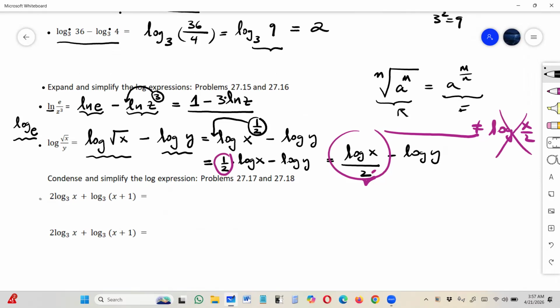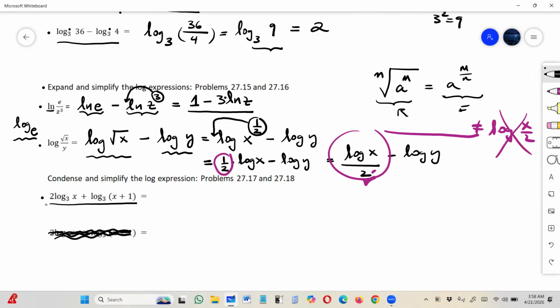Okay, and the next and last set of problems, I think I copied the same thing twice. Let's just do one of them. It's the same. Let's condense this log expression, okay? Meaning I begin with multiple log expressions, and at the end, I have to have just one. All right, so let's see how that works.